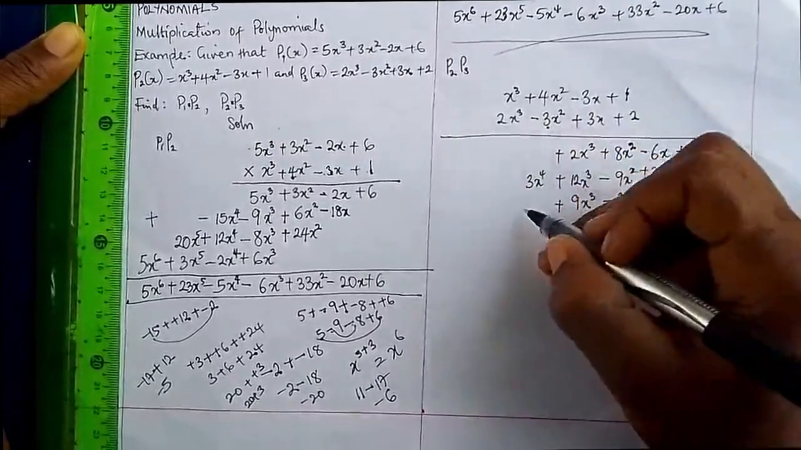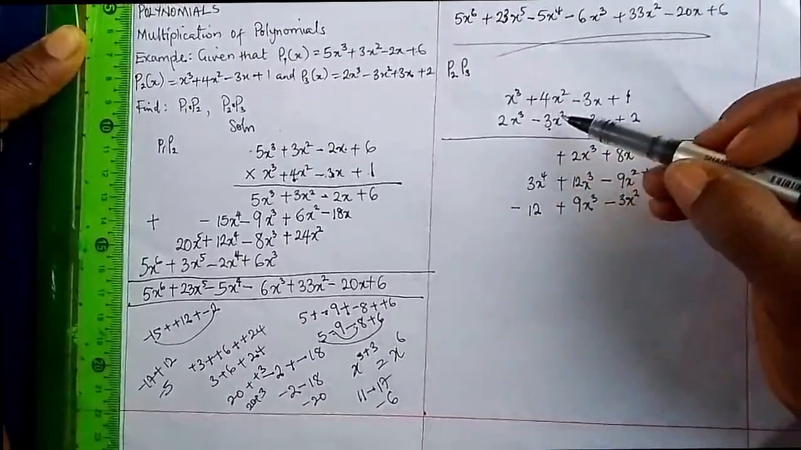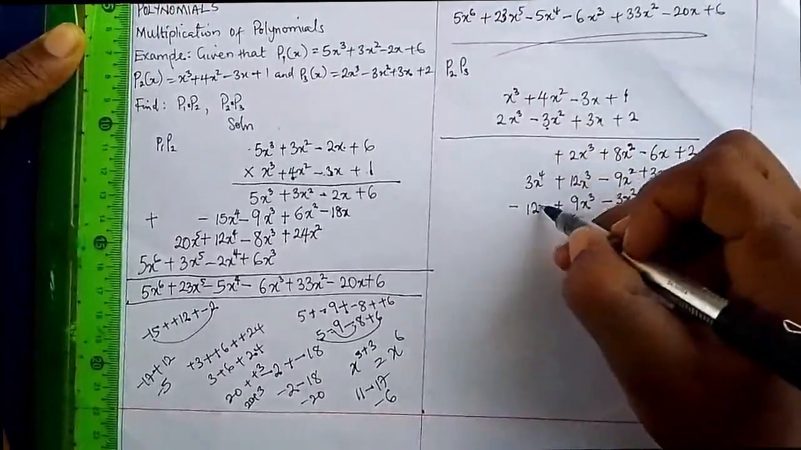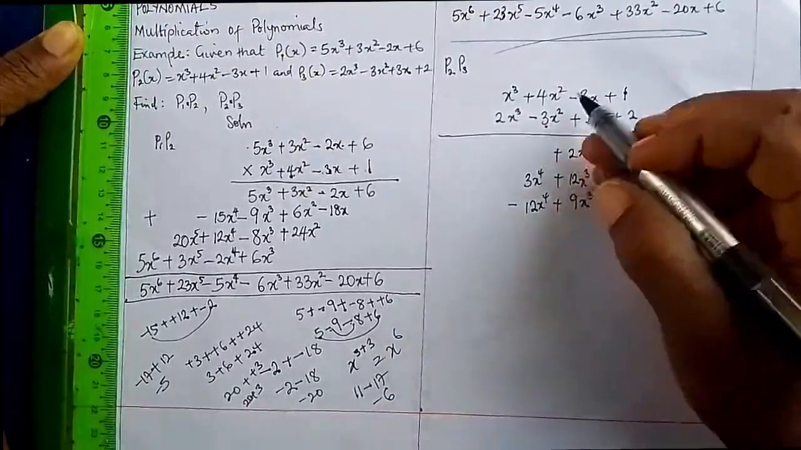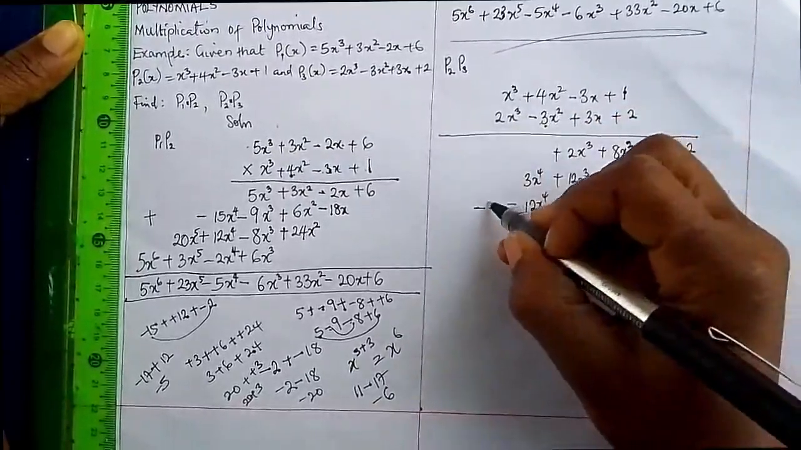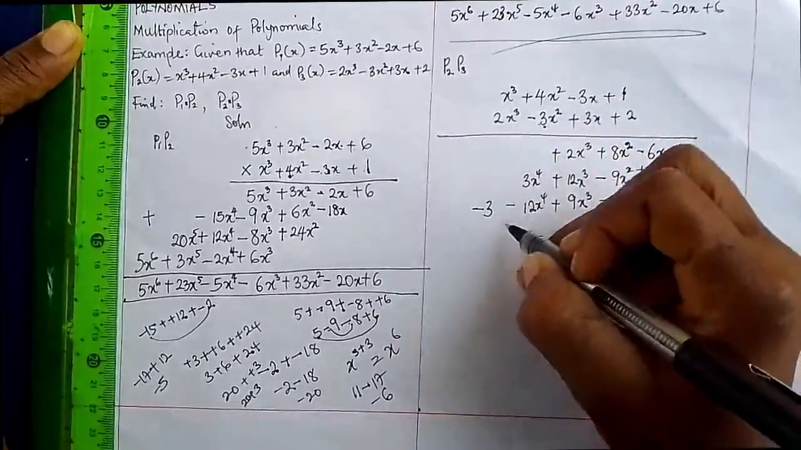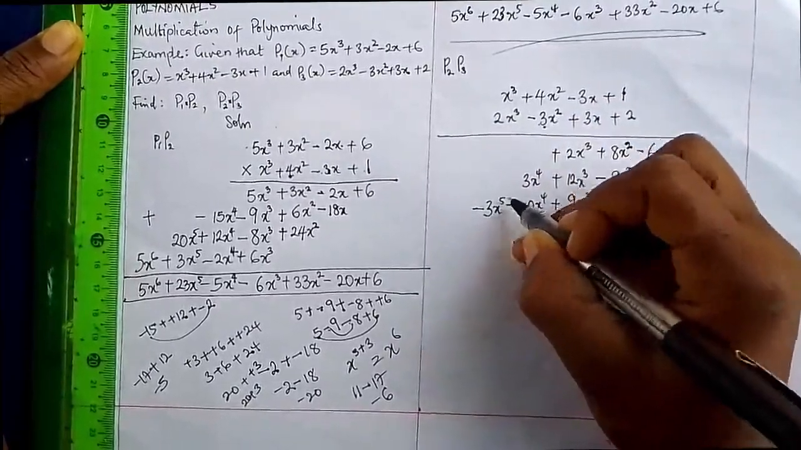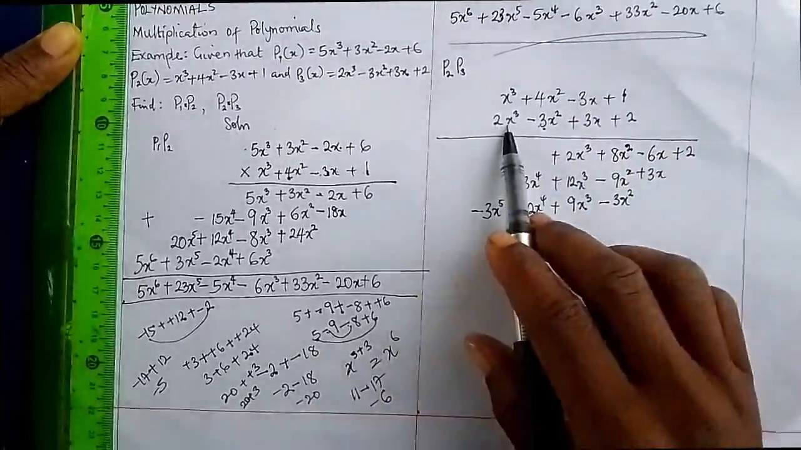Minus times plus is minus. 3 times 4 is 12x raised to the power of 4, because x squared times x squared is x raised to the power of 4. Then we have minus times this, that's another minus. 3 times the coefficient of x there, which is 1, is 3. x squared times x raised to the power of 3 is x raised to the power of 5. The next one, that's the last one now.